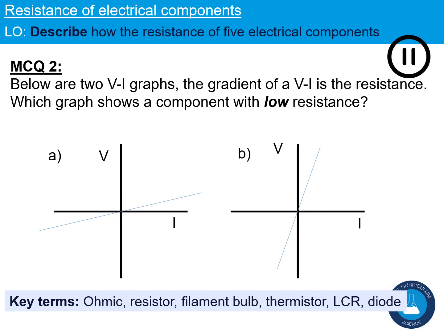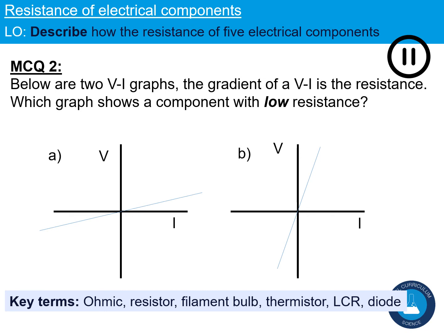These are 2 graphs. You have got potential difference on the Y and you have got current on the X. You are now going to pause this video and decide which of these has the lower resistance, and you have been told that the gradient of these graphs is equal to the resistance. So pausing the video now and answering that question.